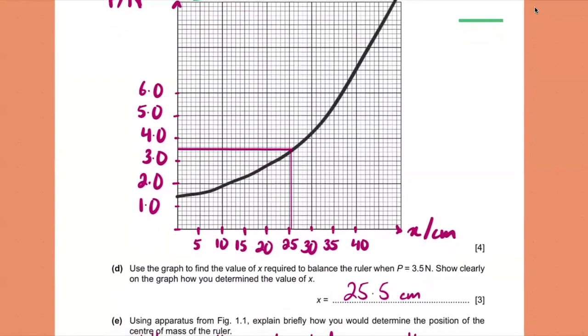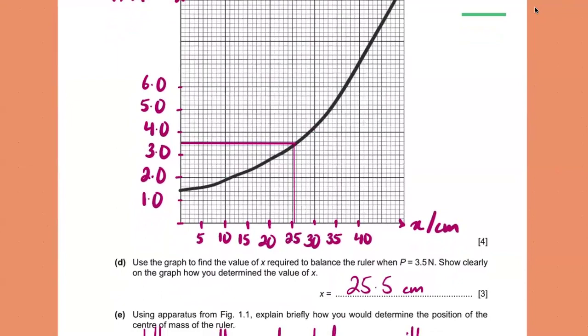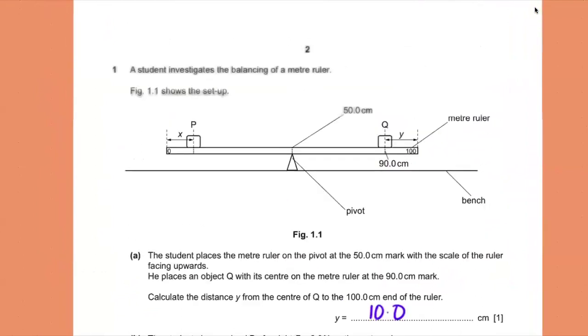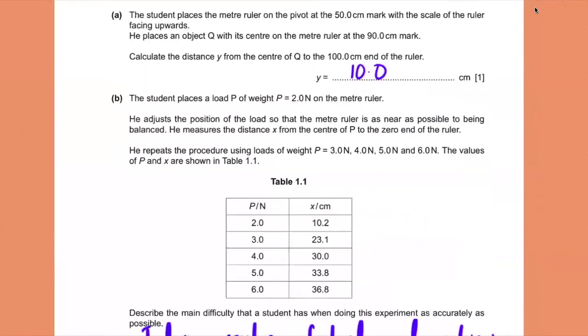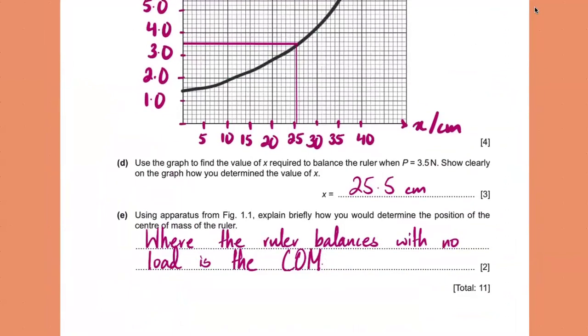Using apparatus from 1.1, explain briefly how you would determine the position of the center of mass of the ruler. So you know that the center of mass of the ruler is basically where the meter rule would balance if none of the loads were placed. So with no loads, where the meter rule balances, this would be its center of gravity or center of mass. Again, this is really straightforward, I guess. Moments experiments, moments ATP questions are really straightforward.